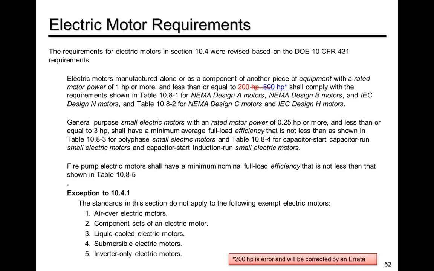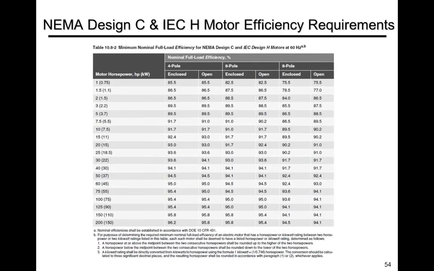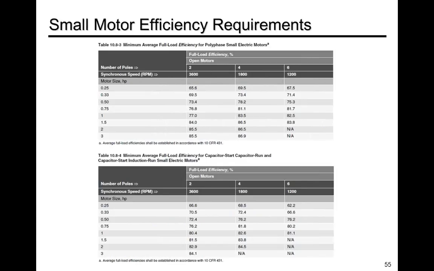And as you get a chance, you can get familiar with those. But if you go to slide 53, you can see the new efficiency requirements in there. So these are brand new tables with most of the efficiency levels going up. Same thing on the next slide, on slide 54, Class C and IECH motors. And then DOE also addressed small motors, which previously in the past wasn't addressed, and you can see the efficiency level for these motors in there.